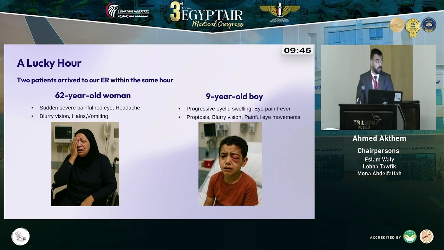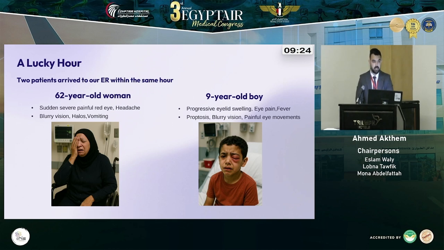So it was the lucky hour when we got two patients at the same time in our ER. The first patient is a 62-year-old woman presenting with sudden, severe, painful red eye and headache. Also, she had blurry vision, halos, and she was vomiting.